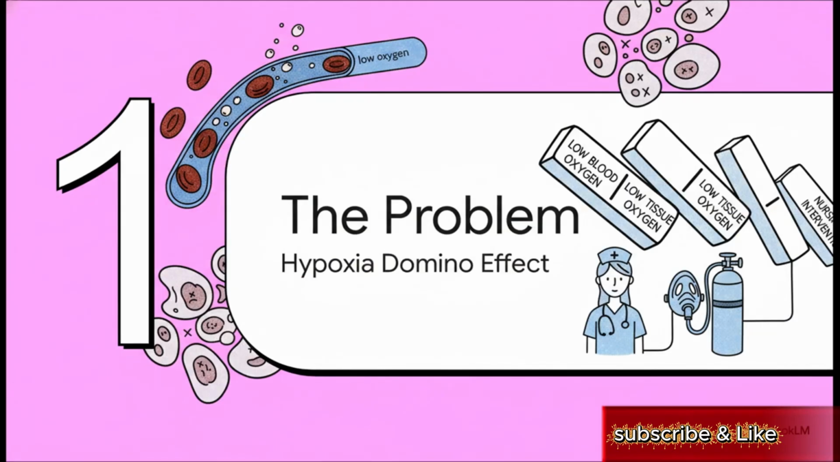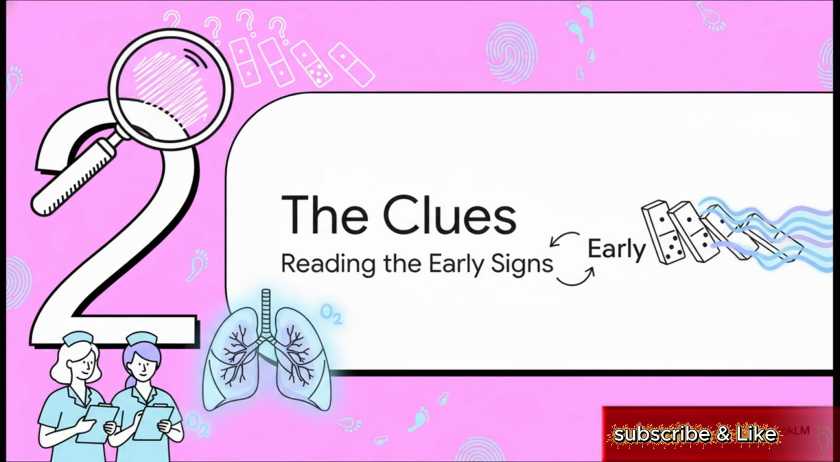Okay, so if you remember just one thing from this first part, make it this. Low oxygen in the blood leads to low oxygen in the tissues. Say it with me in your head. Low blood oxygen equals low tissue oxygen. This is the fundamental problem that we as nurses are always working to prevent or fix. So how do we catch this whole domino effect before it completely spirals out of control?